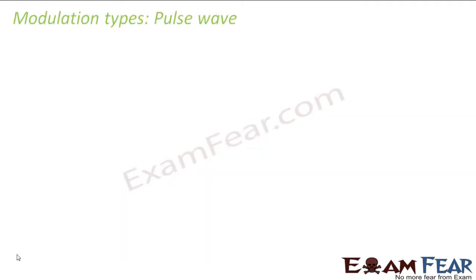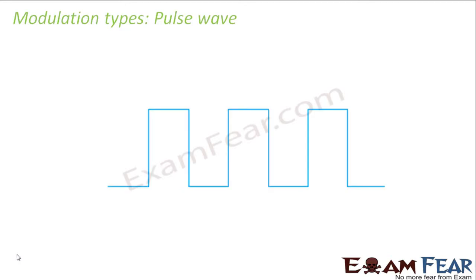Now, so far we talked about the modulation types in case of a sinusoidal wave. What about a pulse wave? If we do not have a sine wave, instead if we have a square wave or a rectangular wave, what happens to the modulation types there? So do we still have those three types of modulation? So let us have a look here.